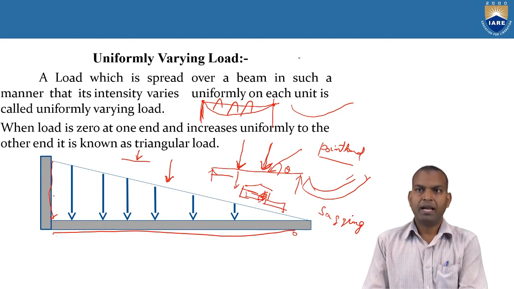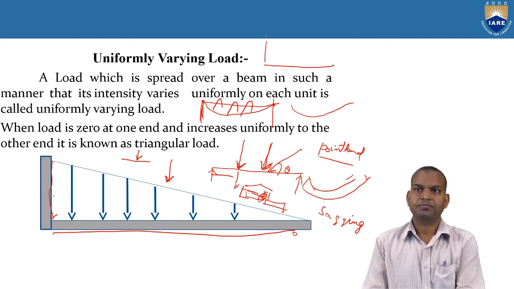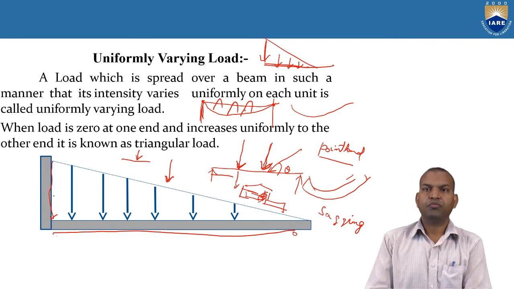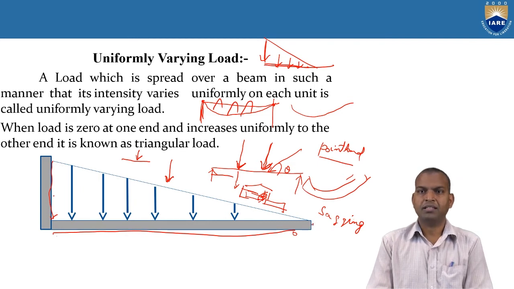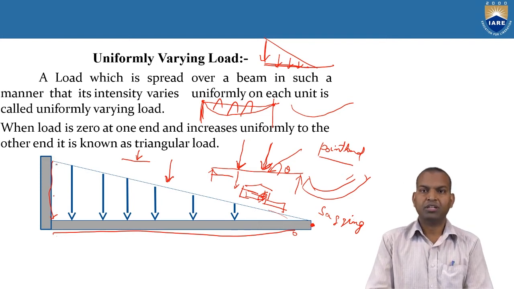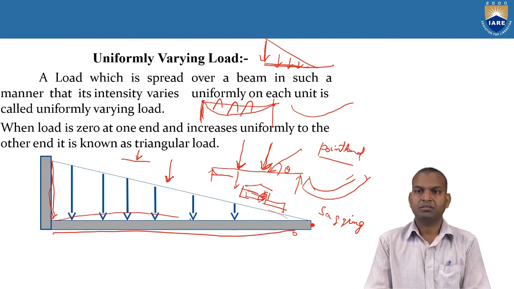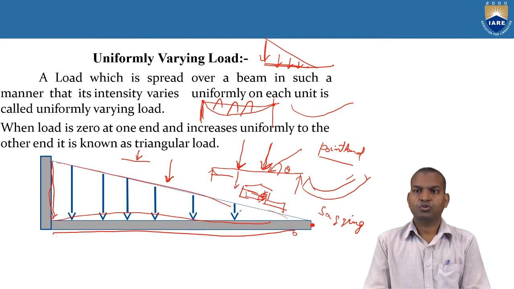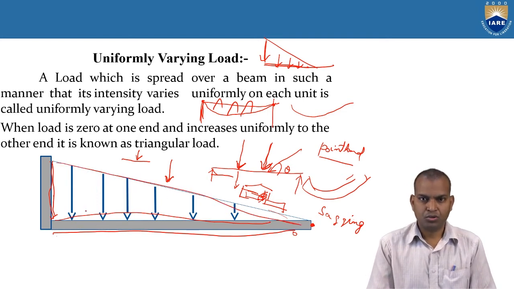It is denoted by the symbol of a triangle with point load symbols. This is the uniformly varying load. Here the load is zero at one end, and it increases linearly or uniformly to the other end, also known as triangular load. Here you can see it is a triangular symbol. Uniformly varying load, or triangular load.